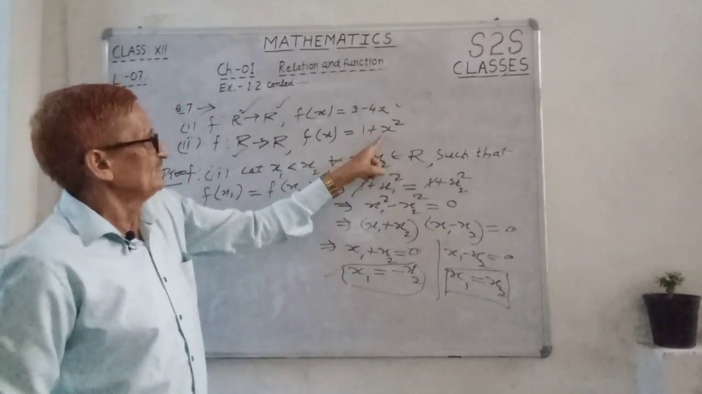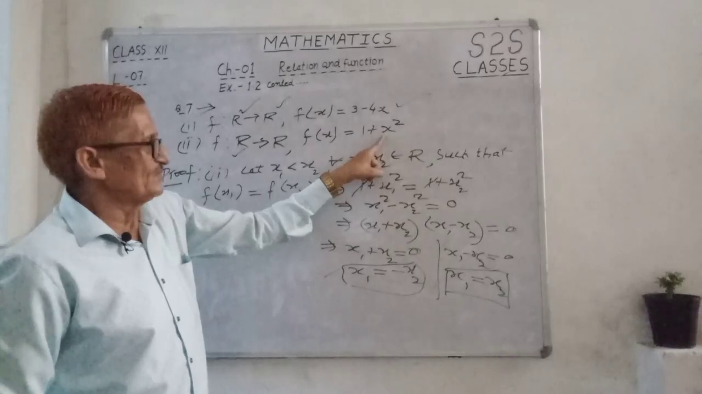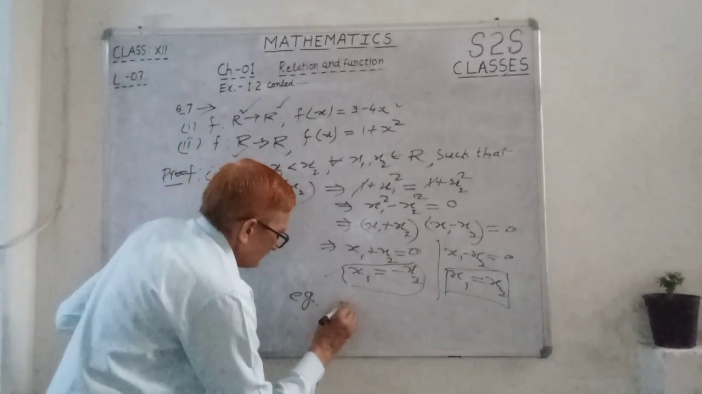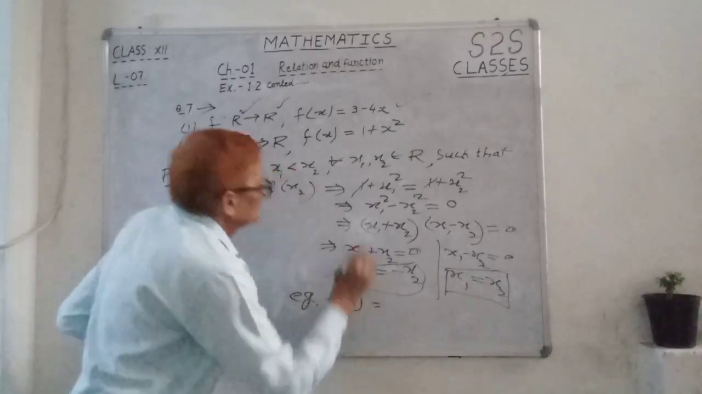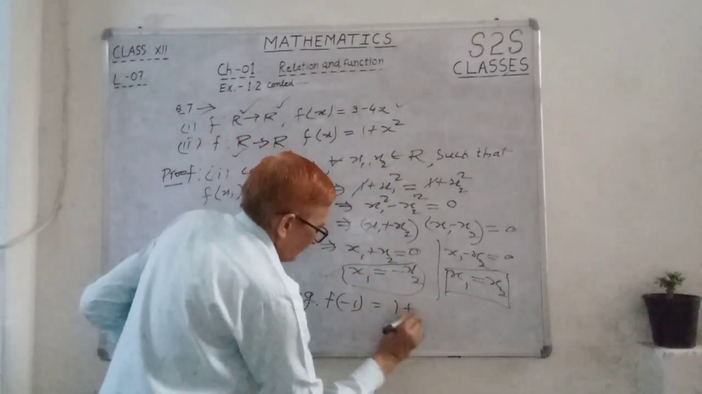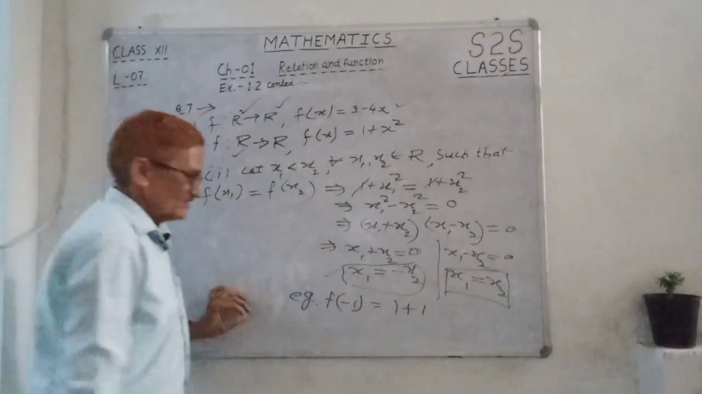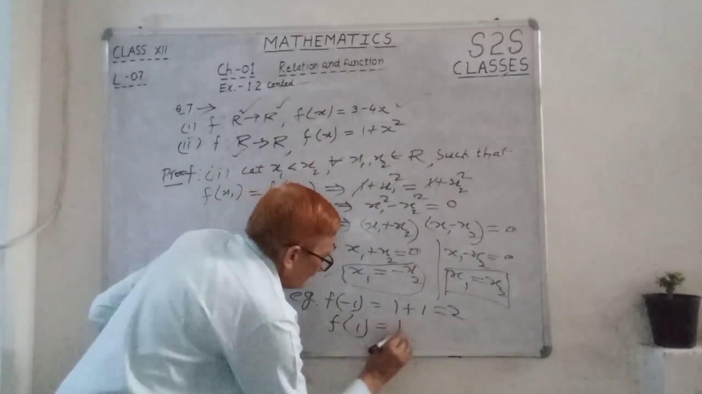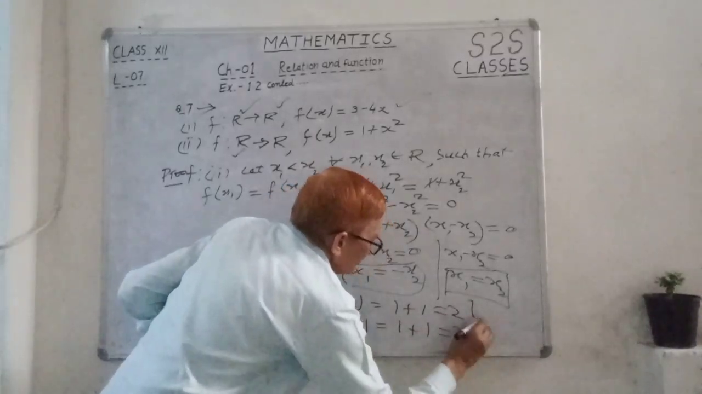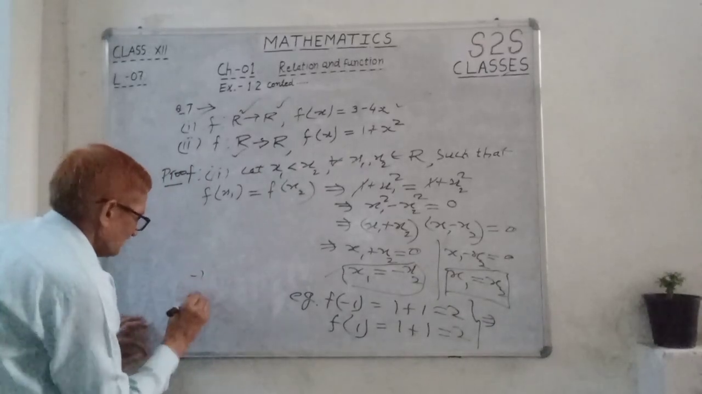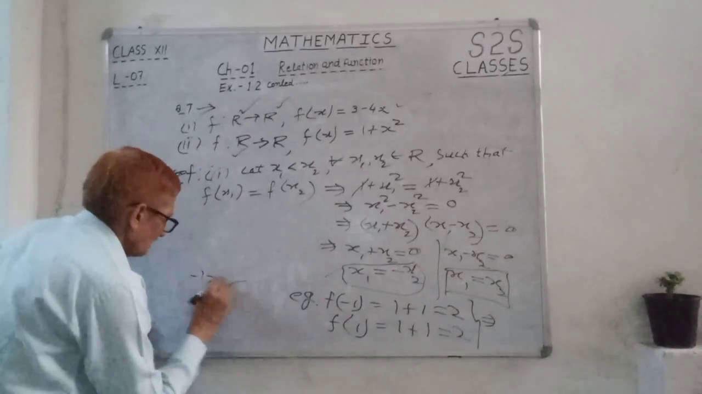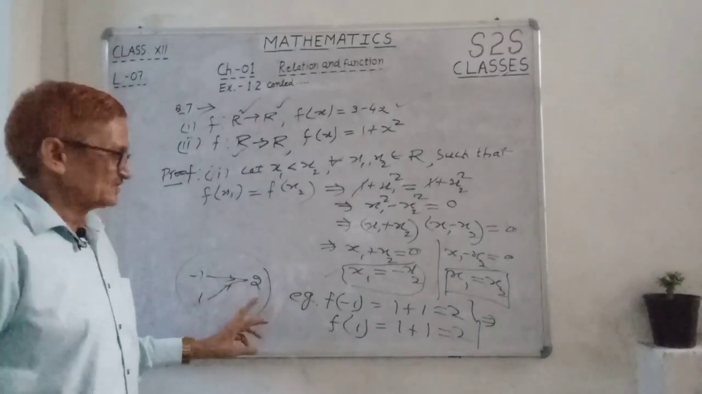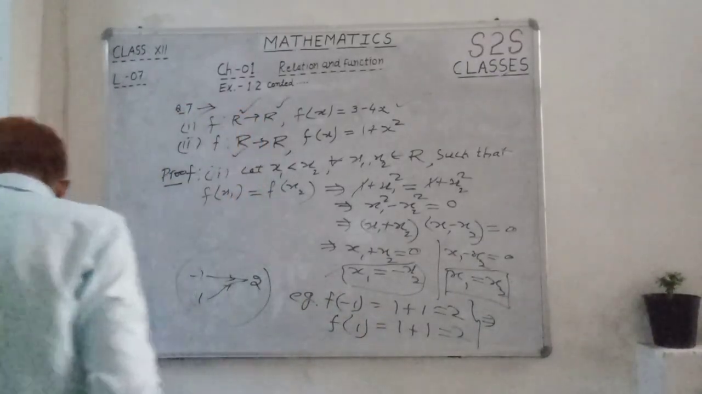But here you can check the function. If you take any negative real number, then the whole square will be positive. For example, if we take x value minus 1, f(minus 1) is 1 plus minus 1 square, which is 2. And f(1), finding 1 plus 1 square, is again 2. So from this example, minus 1 and 1 are different inputs but the image is the same, 2. Then we can say this is many-one, so it is not one-one by this example.